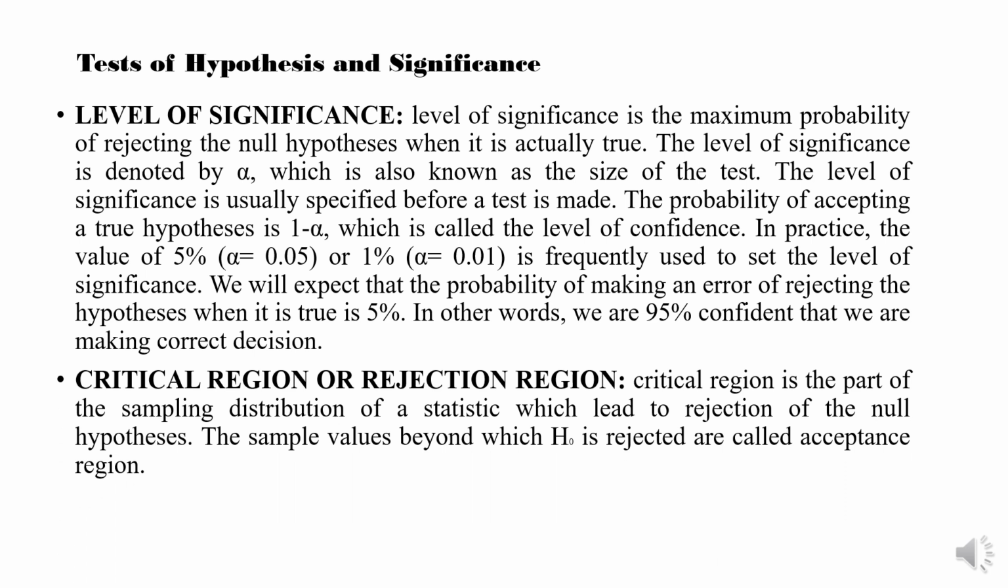So what is the second point? The second point is critical region or rejection region. So what is critical region or rejection region? Critical region is the part of the sampling distribution of a statistic which leads to a rejection of the null hypothesis. The sample values beyond which H naught is rejected are called the critical region, and the remaining values the acceptance region.